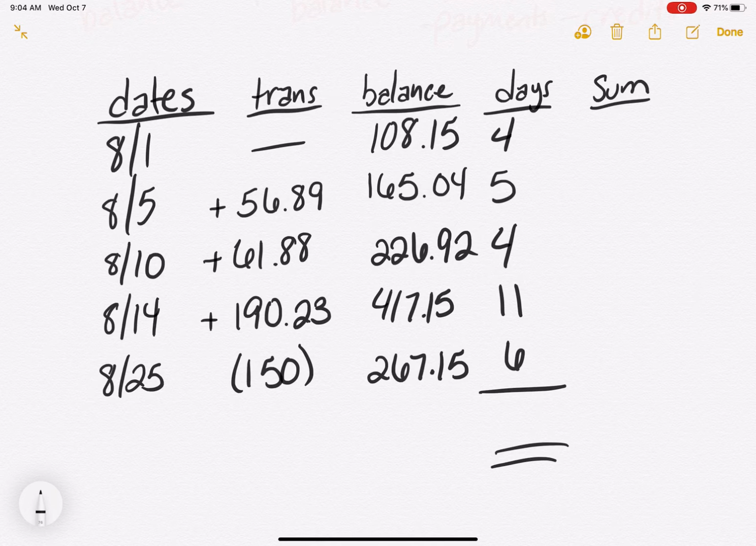30. It equals 30? Equals 30. Where are we missing a day? This is why we haven't done the sum yet, because we miss them sometimes. Let's see. 1, 2, 3, 4. So that's 4 days. 5, 6, 7, 8, 9, 5 days. 10, 11, 12, 13, 4 days.